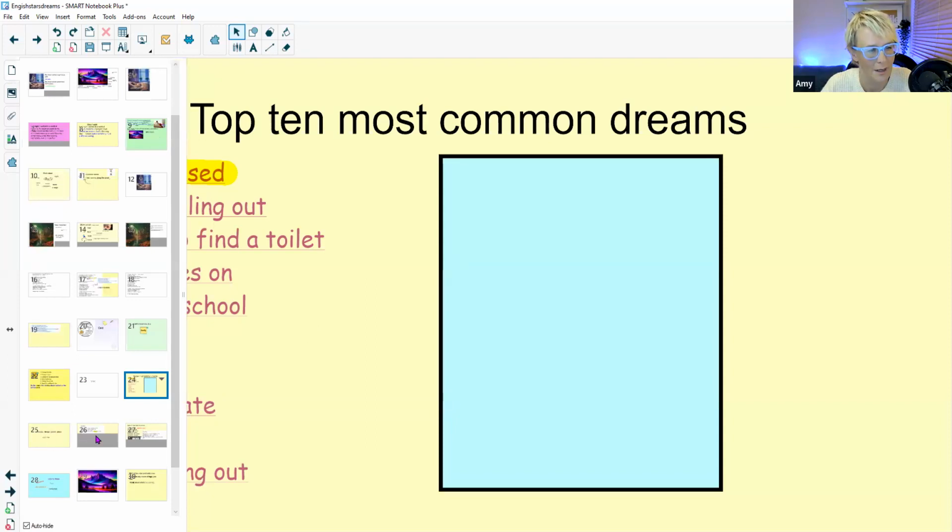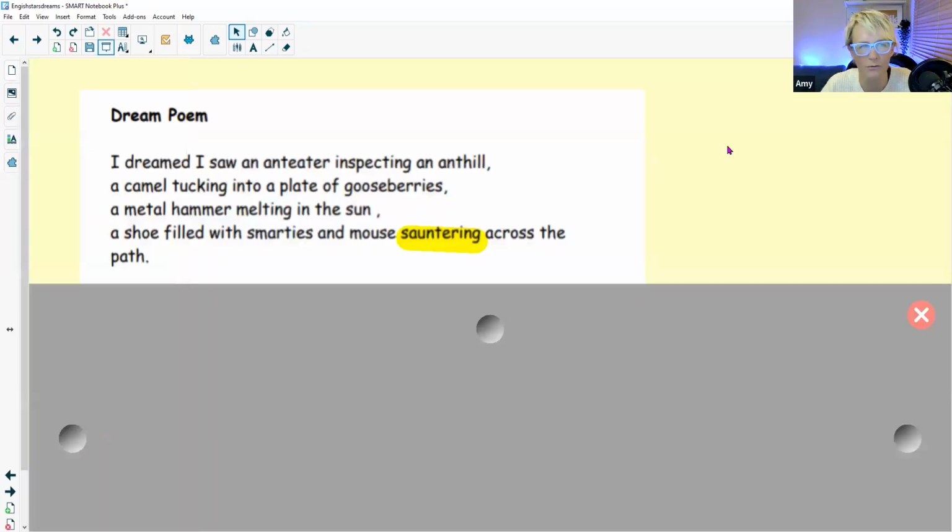Okay, then we moved on to more of the writing part of the lesson. This is a poem written by Pie Corbett, who does a lot of the Talk for Writing. We didn't read all of it, we just focused on the first stanza of the first verse. We talked about any words that we weren't sure about, and any alliteration we could see in there. We've got "anteater inspecting an anthill". Oh no, it was "Smarties" and "sauntering". There's quite a few in there anyway. And the children were able to come up with their own alliteration as well, which was quite nice.